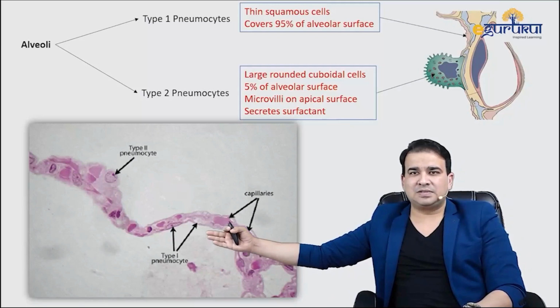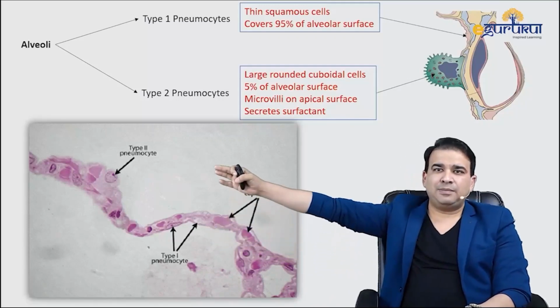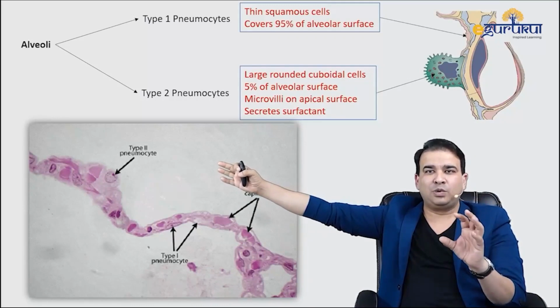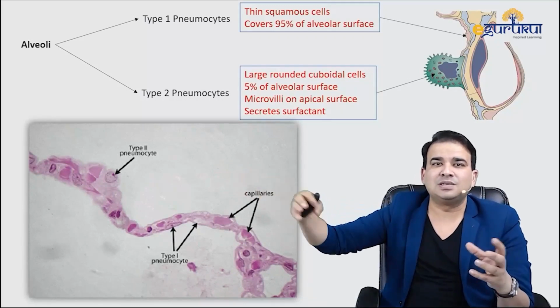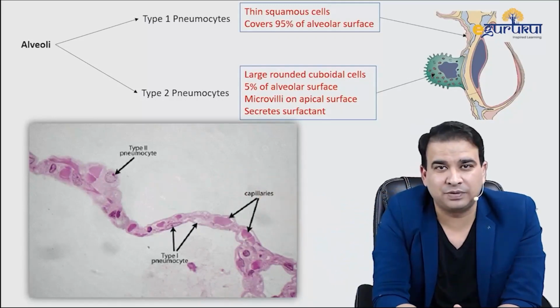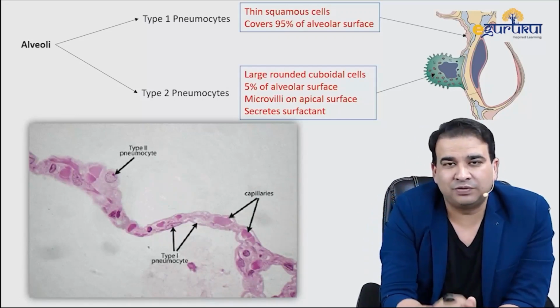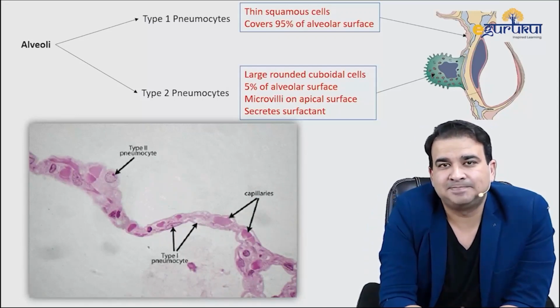The type 1, look at these flat cells over there. And type 2 pneumocyte, as you can see, this huge cell, the cell with a big rounded nucleus. And when you say the rounded nucleus, it is indicative of the cuboidal type of the cells which is present. So this is about the lining epithelium of the respiratory tract.